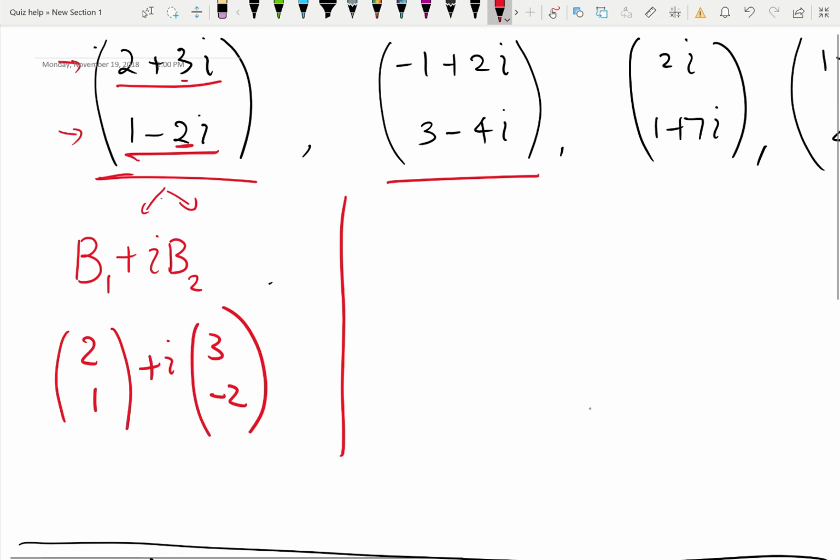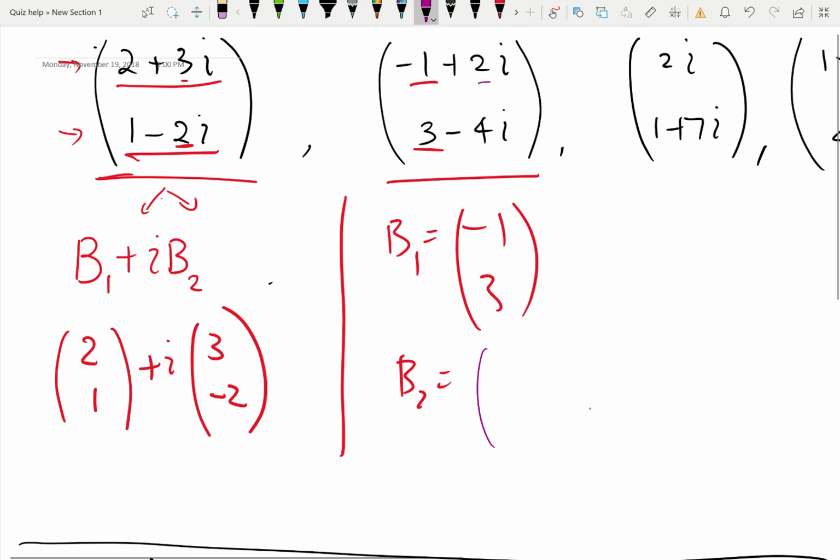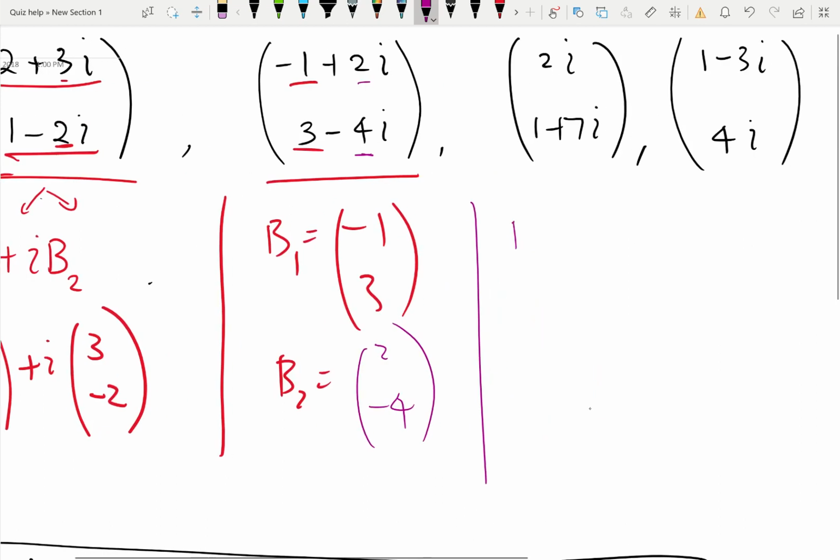So here b1 is going to be, now to extract the real parts, -1 here, 3 here, and capital B2 are the coefficients of i. So here 2 in the first row, here in the second row -4. So see, I take it with the sign. All right. So several important examples.